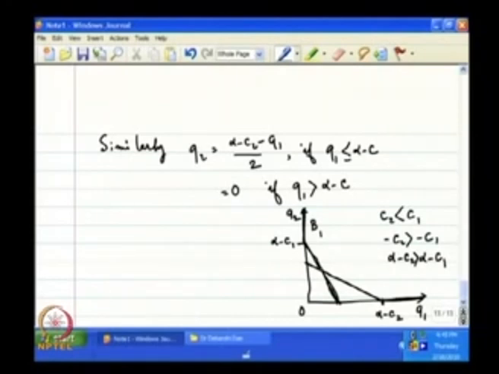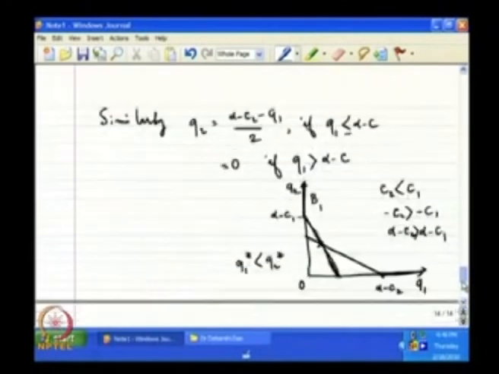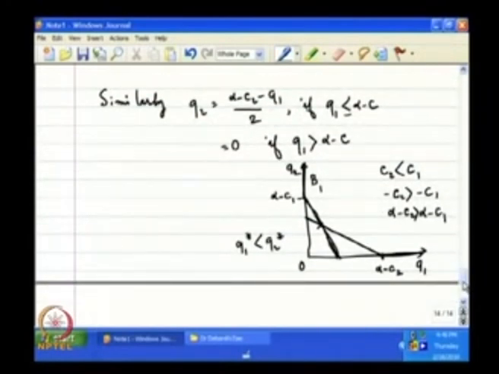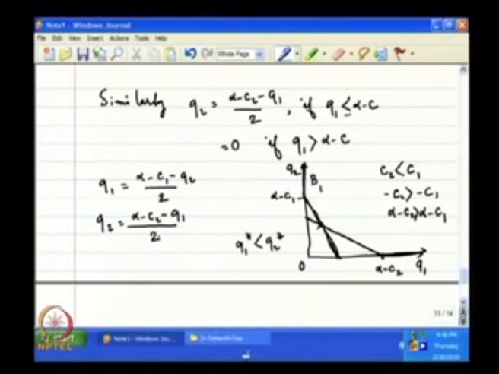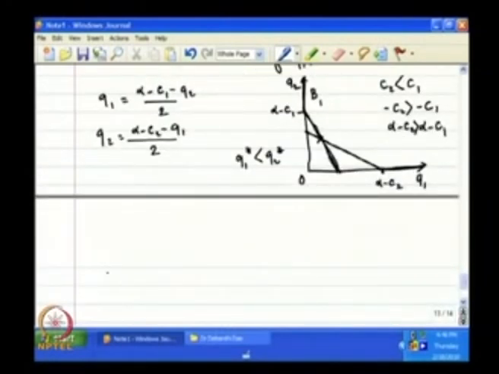And if that is the case, then obviously from this illustration itself, it is found that in equilibrium, that is at the point of intersection, Q1 star is going to be less than Q2 star. So this is one result which we can at least gauge from this diagram. But is that true? Mathematically, that we can verify. Why? Because we know that the equilibrium can be found out by solving these two equations. If we solve these two equations simultaneously, we get the Nash equilibrium.